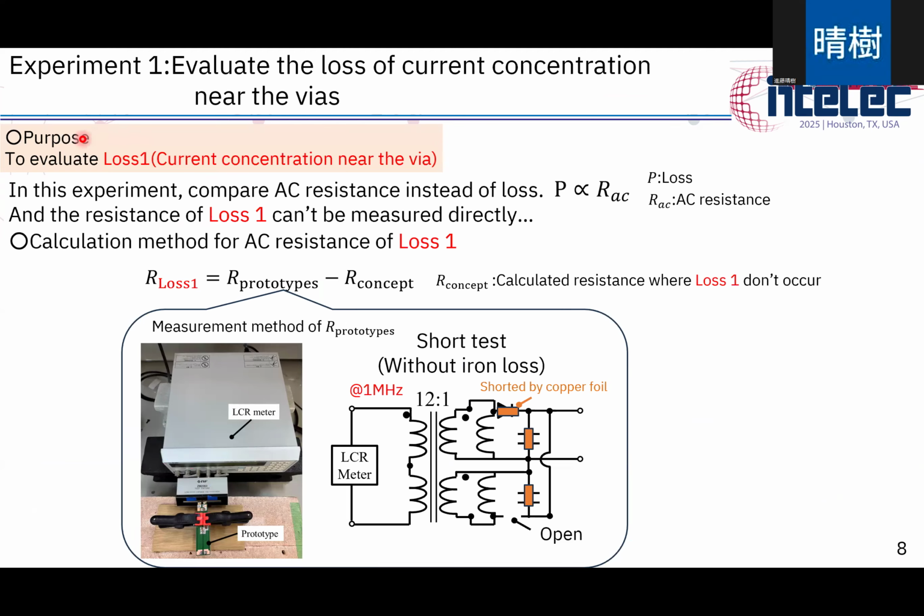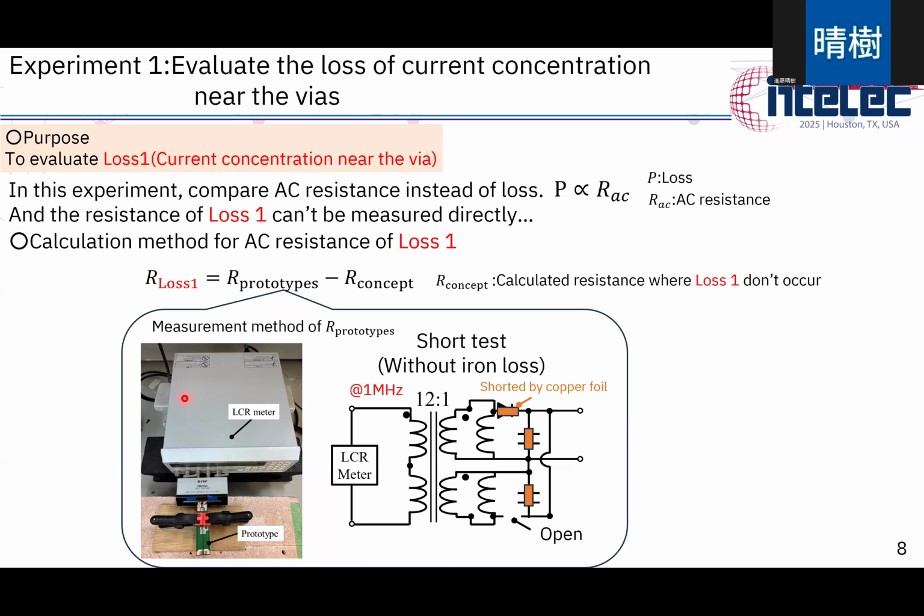First, we conducted experiment 1 to evaluate loss 1. In this experiment, we compare AC resistance instead of loss. The resistance of loss 1 cannot be measured directly, so there is a calculation method for the AC resistance of loss 1. R loss 1 equals R prototype minus R concept, where R concept is the calculated resistance where loss 1 doesn't occur.